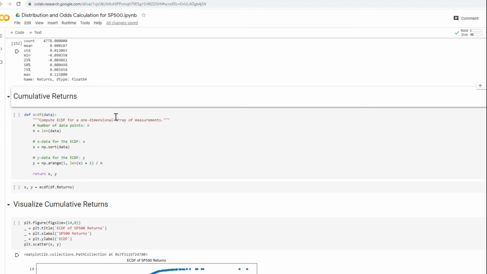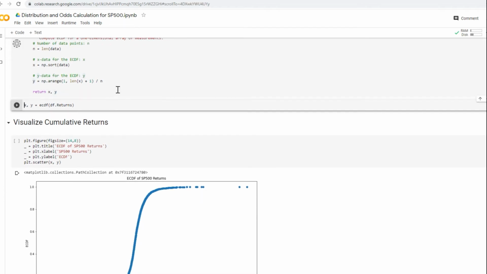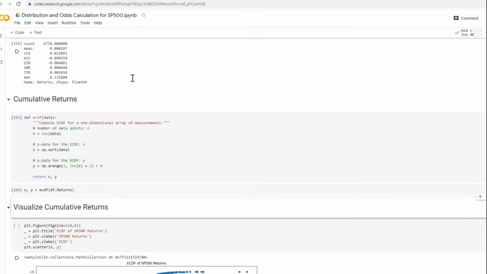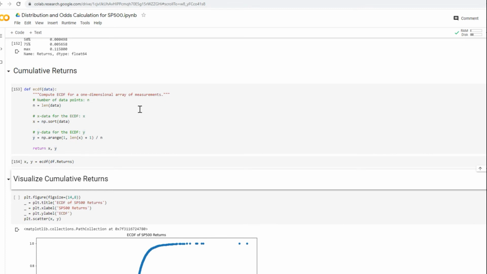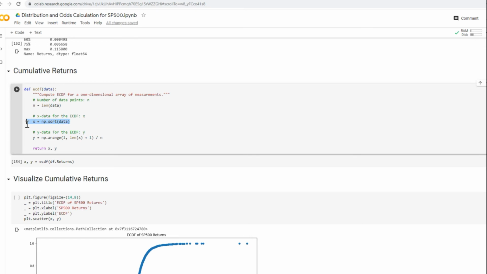So let's look at the cumulative returns. For cumulative returns, you essentially have to sort all your data and divide by the total amount of data, right? You can see, first you sort your X, and then you arrange it and divide by the length of the data.